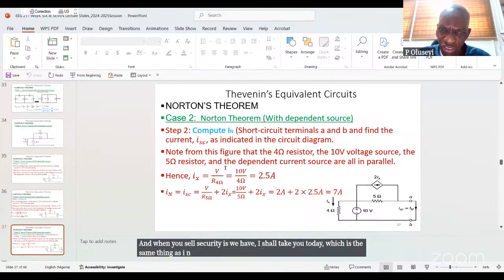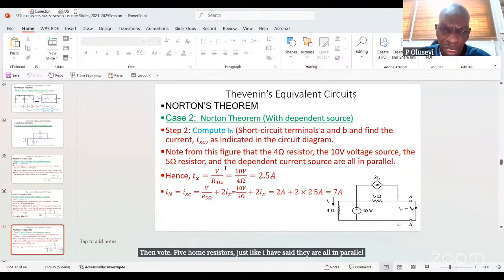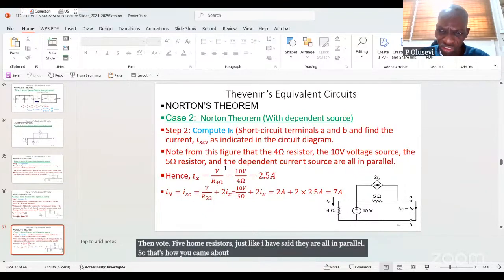And likewise, you should know from the figure that the 4 ohm resistor, 10 volt, and 5 ohm resistors, just like I've said, are all in parallel. So that's how you came about Ix, which is equal to V over R, 4 ohms. And then you were able to get 2.5 amps.